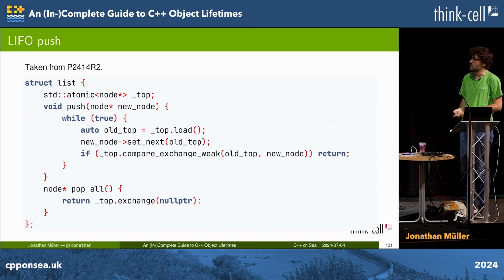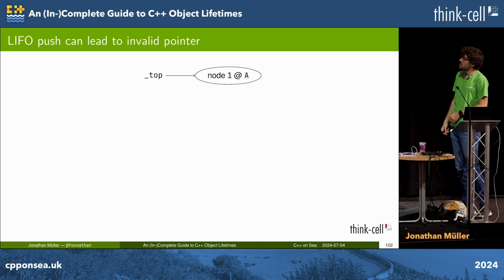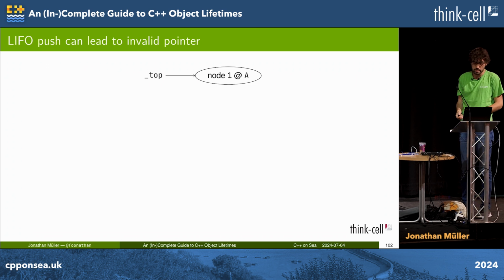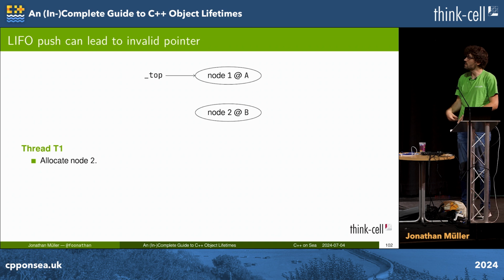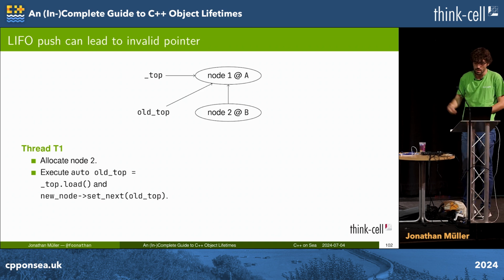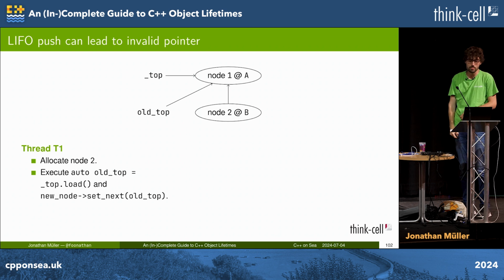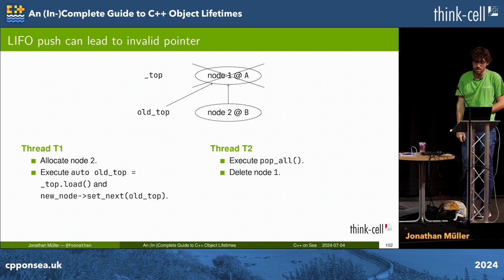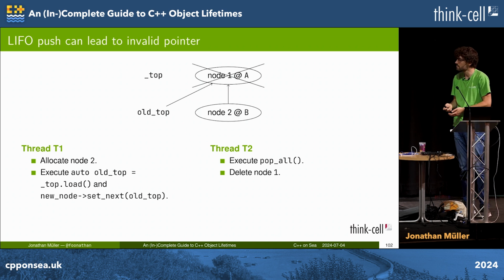So something interesting can happen here when we use multiple threads. Let's say our list initially has top pointing to node 1 at address A. Thread 1 goes ahead, allocates node 2, sets old top to node 1, and node 2's next node points to node 1. So far, so good. Then, because it's multithreaded, it gets interrupted at the worst possible time. Another thread gets along, executes pop all, and deletes node 1, because that's the only node currently in the list.